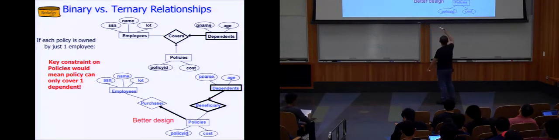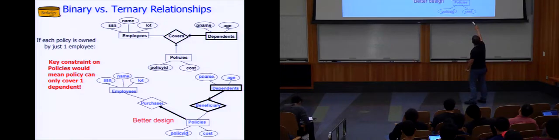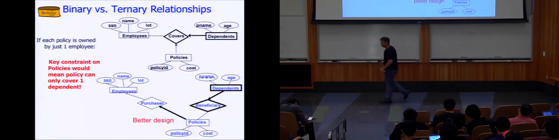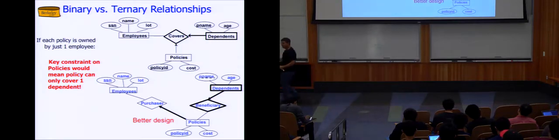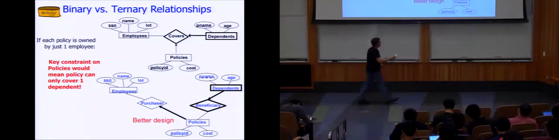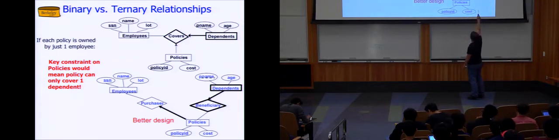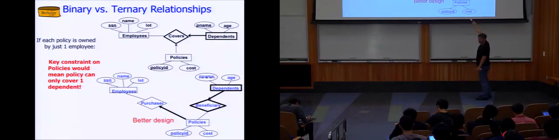Make sense? And now we can have multiple dependents on the policy. We can have exactly one policy per employee. Right? To be clear, one more time, policies to dependents is one to many. Each policy can have many dependents. Each dependent is on exactly one policy. So it's many to one.